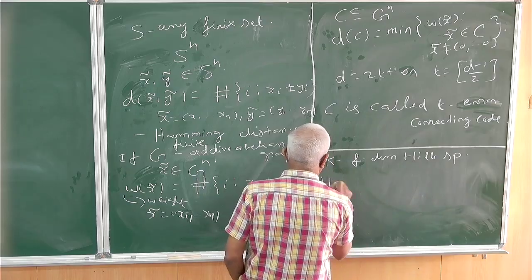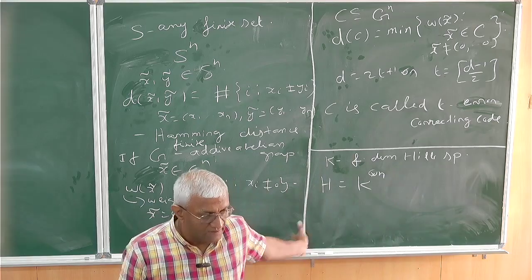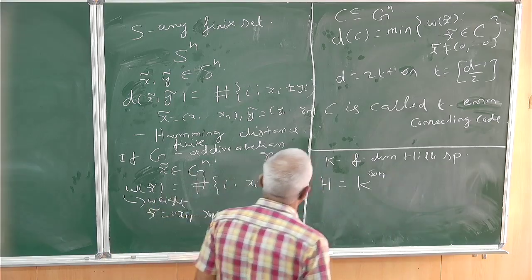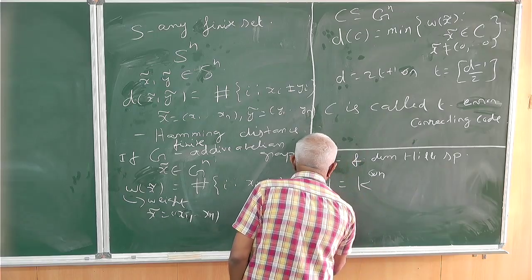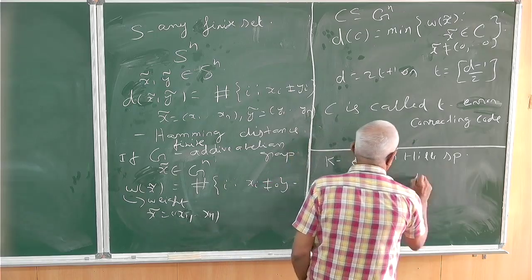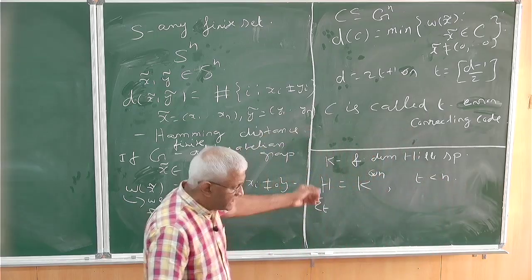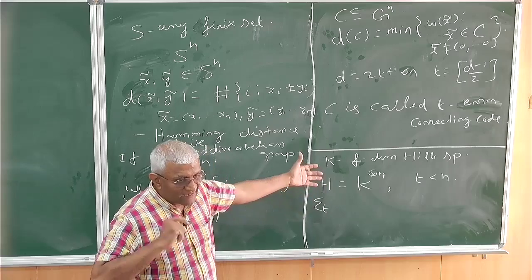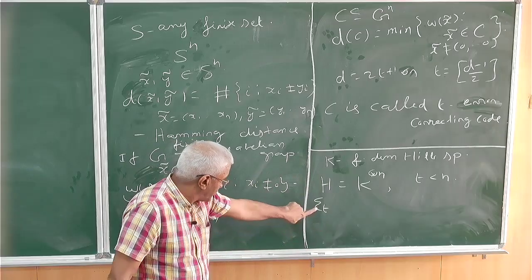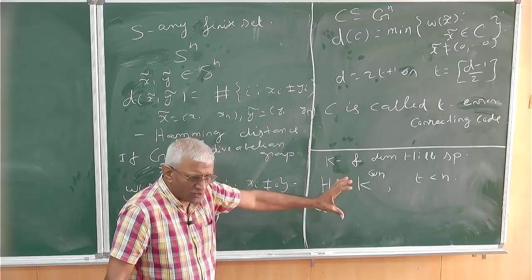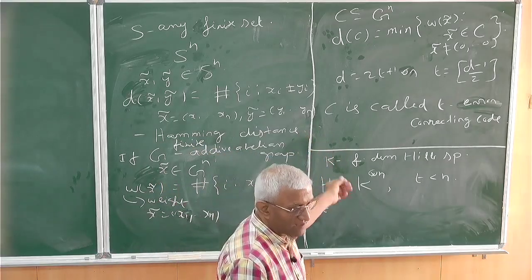And you have H is equal to K tensor n. This is the analog of G^n. Then you define an E_T for some T much less than n. T should be a small number, within which the error operators come from. It cannot be equal to n, because then everything will be the error and you cannot construct anything.